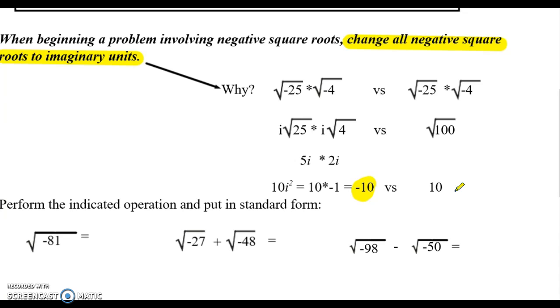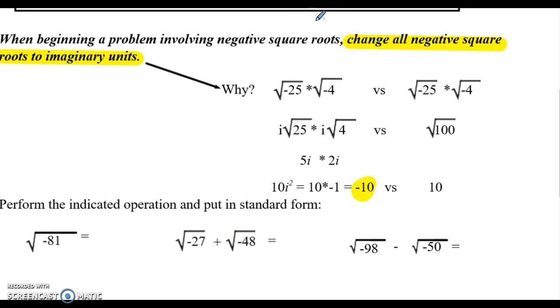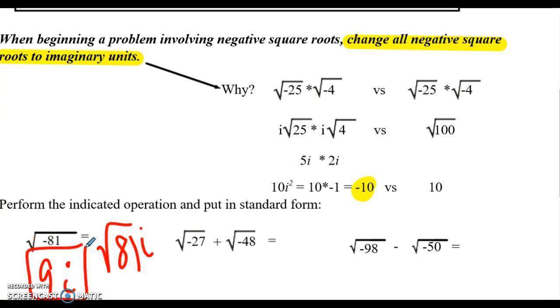I'm so sorry. Alright, so let's perform the indicated operation and put it in standard form. If I go too fast, the beauty of video, you just stop. Okay, so this right here, I'm going to pull out the i right away. So I've got the square root of 81 times i. What is the square root of 81? Yeah, 9. And then we put the i on the end. So there, boom, got it.